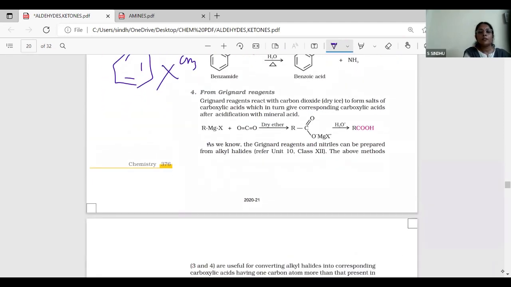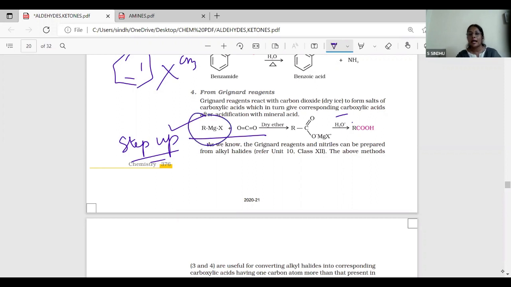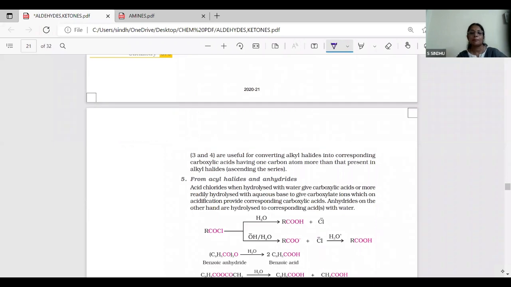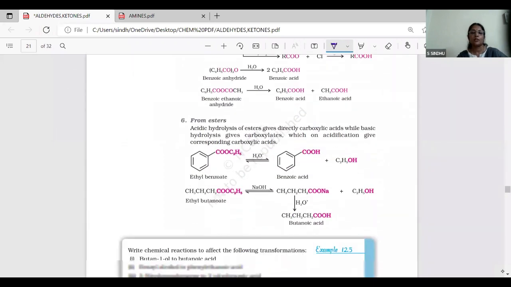And now coming on to this part, another place where we can go in for a step up, ascending the series. Any Grignard reagent with carbon dioxide followed by acidification, you can convert to a carboxylic acid. So wherever we have a step up coming in, we can go in through Grignard. A haloalkane can be converted to a carboxylic acid through this method or using nitriles, either converting using KCN or converting with magnesium to the Grignard reagent. So whenever there is a step up related to the last chapter, a lot of conversions come in.